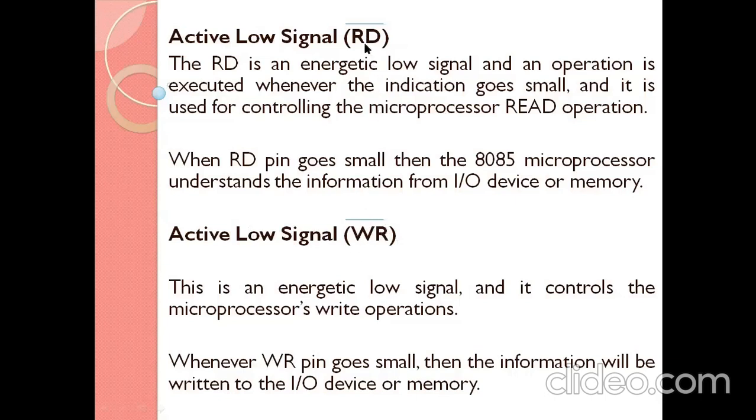What is meant by read? It will read the data from the memory, or otherwise it will read the data from the input device. What is meant by write operation? It will write the data in the memory, or it will write the data in the output device. So you have to see what type of operation you are going to perform. If I want to read data from the memory, I have to give a low signal in the read pin. If I want to write data in the memory, I have to give a low signal in the write pin.